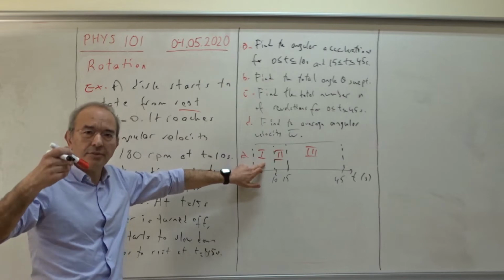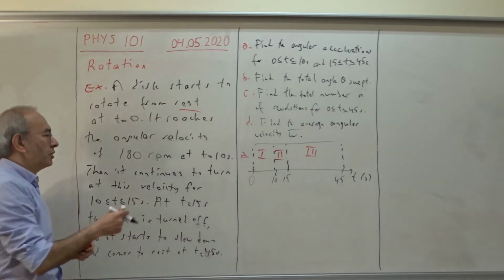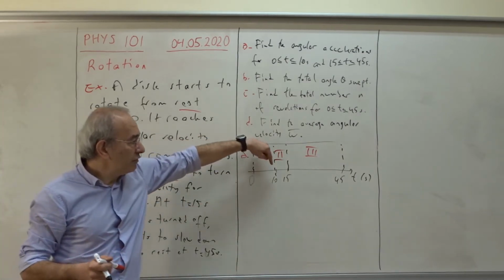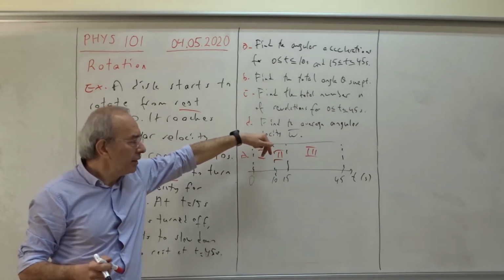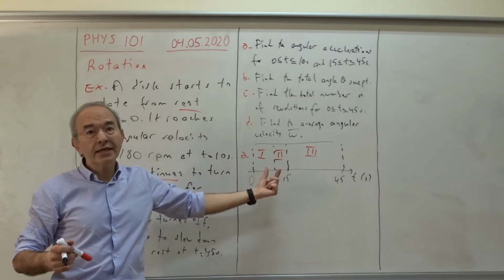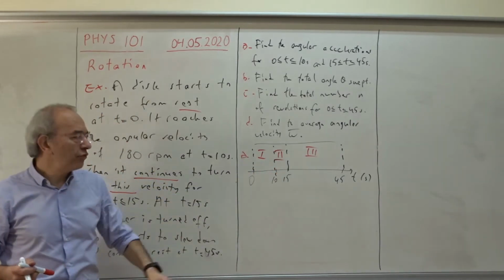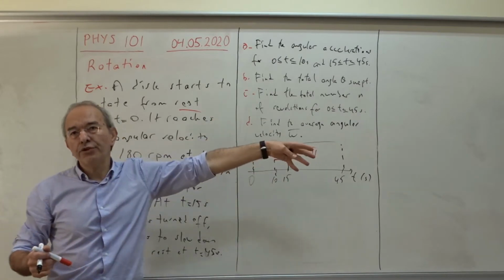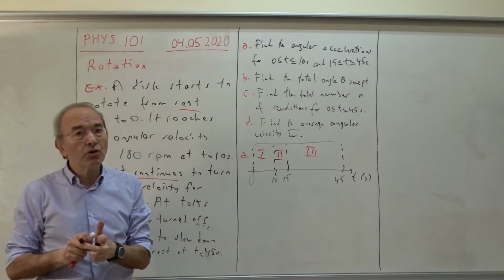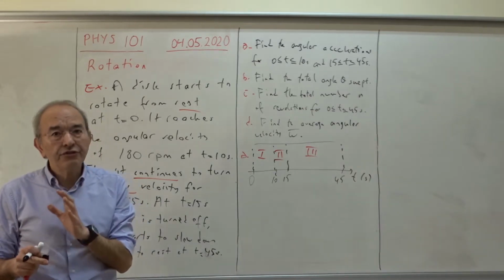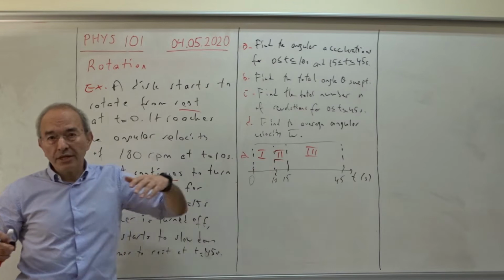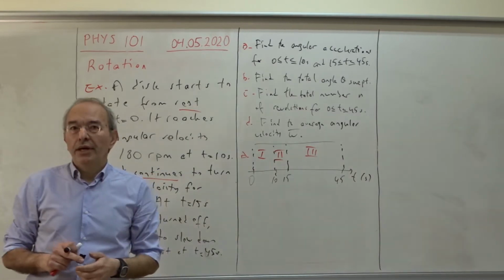First part is accelerating part, second part is constant speed, because it continues to turn at this velocity. At this velocity means whatever velocity it has at the 10th second, it goes on at the same speed for these 5 seconds, and then since the power is turned off at 15, in the last 30 seconds it just decelerates. So there are 3 different regions. There is no constant single acceleration. There are different accelerations in the first part and third part, but in the middle part there is no acceleration, no angular acceleration either.